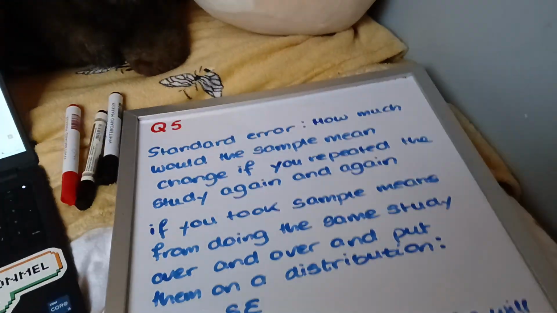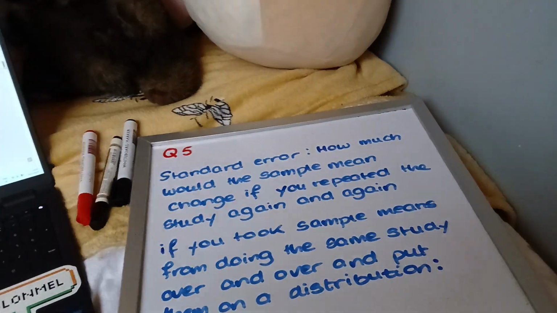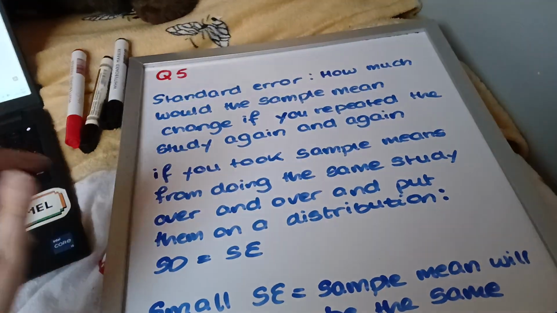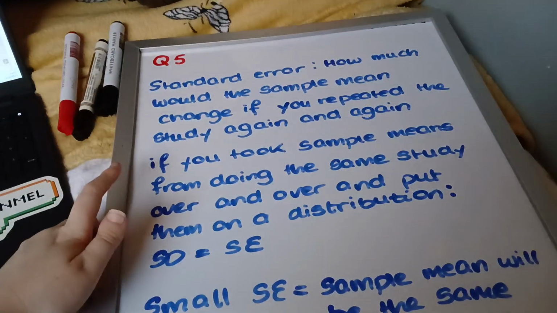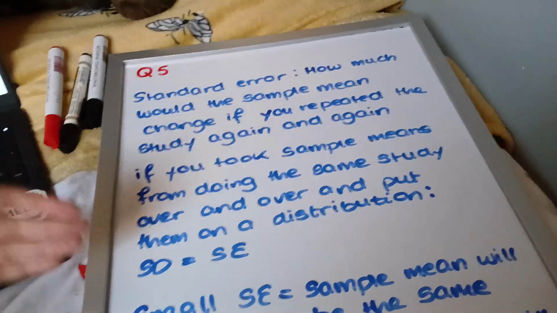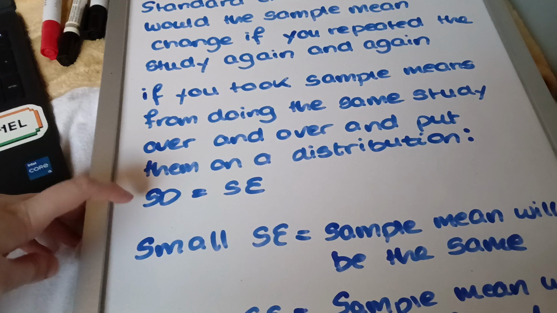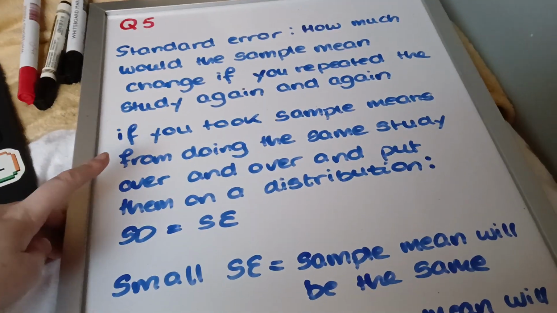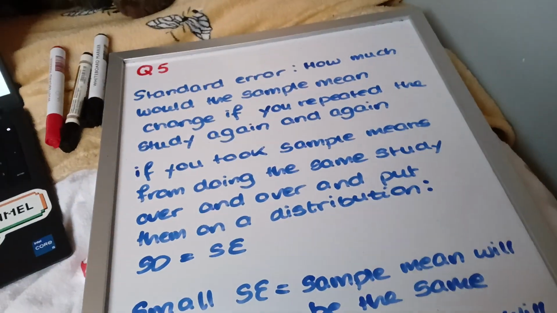So if you were to do the same study over and over, would the sample mean be the same almost every time, or would it be different every single time? Basically, according to the definition in the question, if you took the sample means from doing the same study repeatedly over and over, and put all of those sample means on a distribution, the standard error would be the standard deviation of that distribution that you made by pulling the sample means by doing the same study over and over.